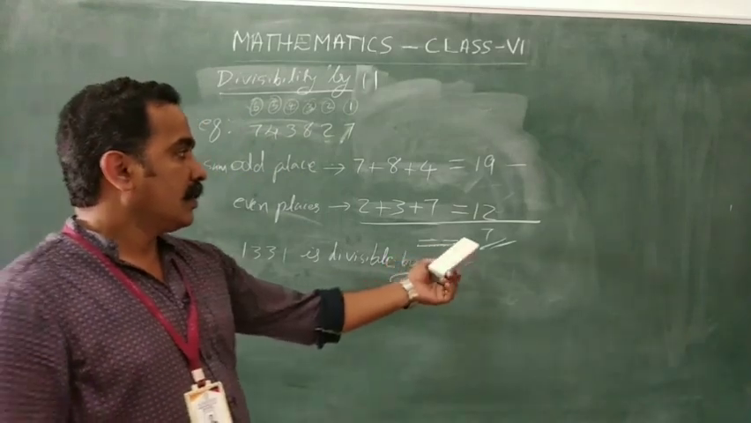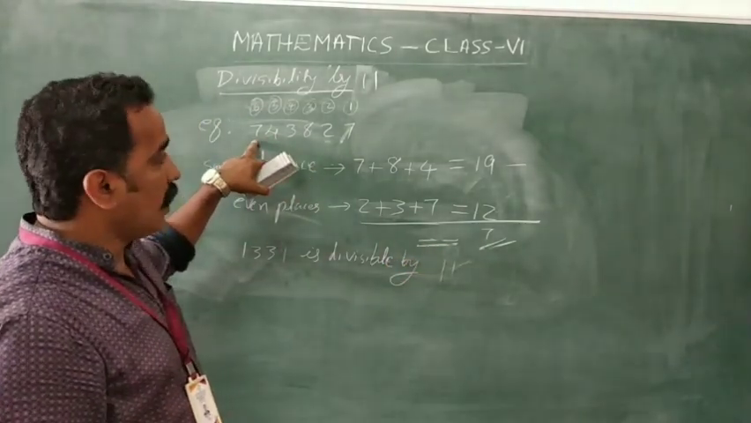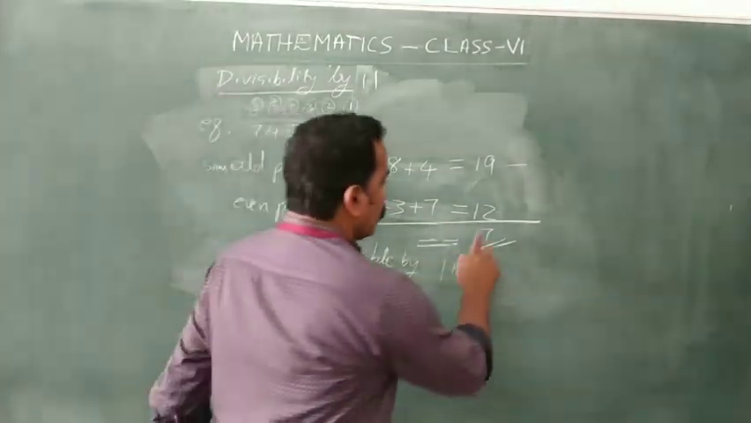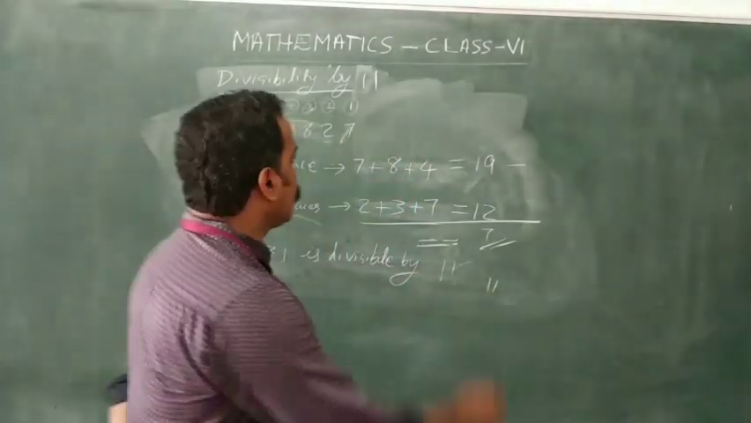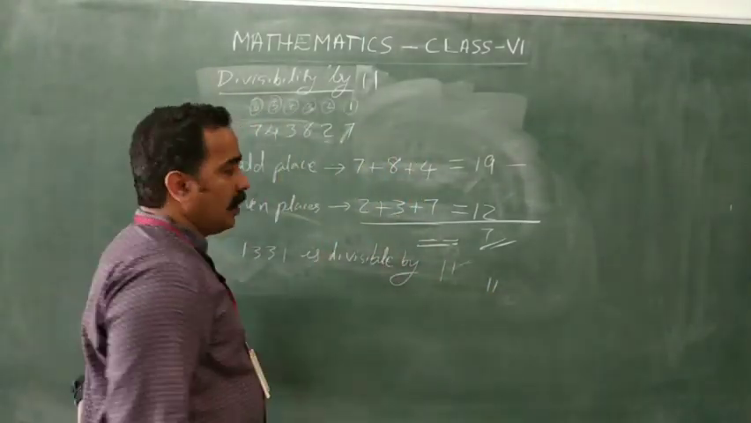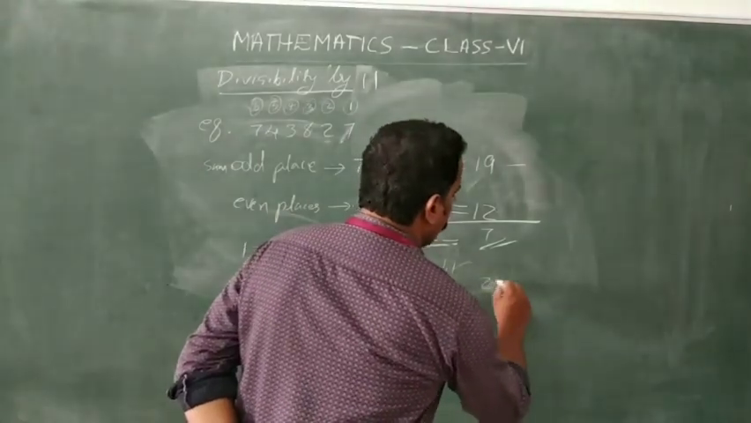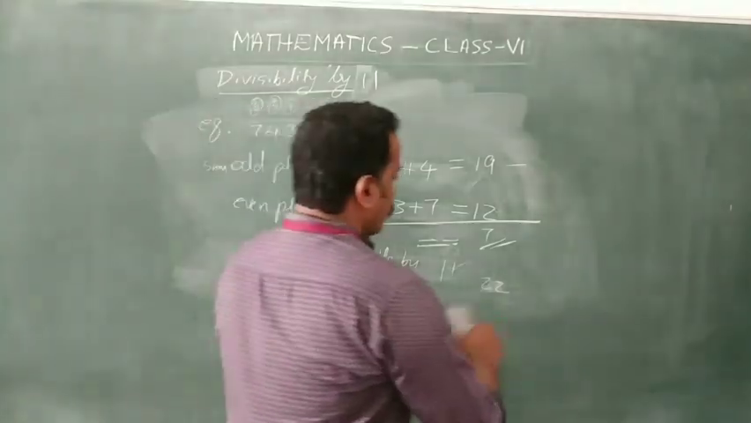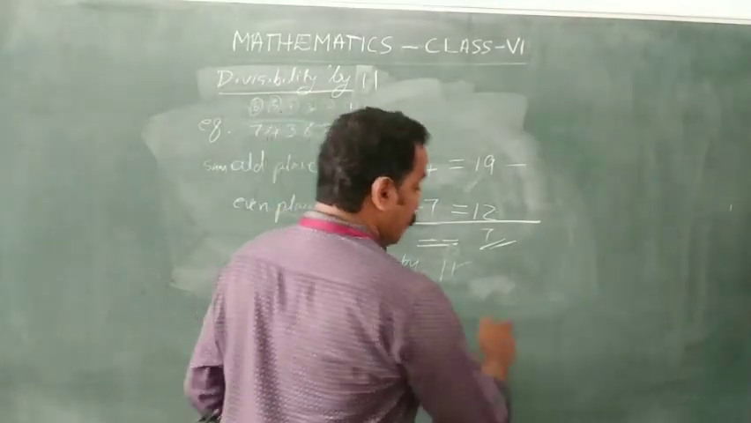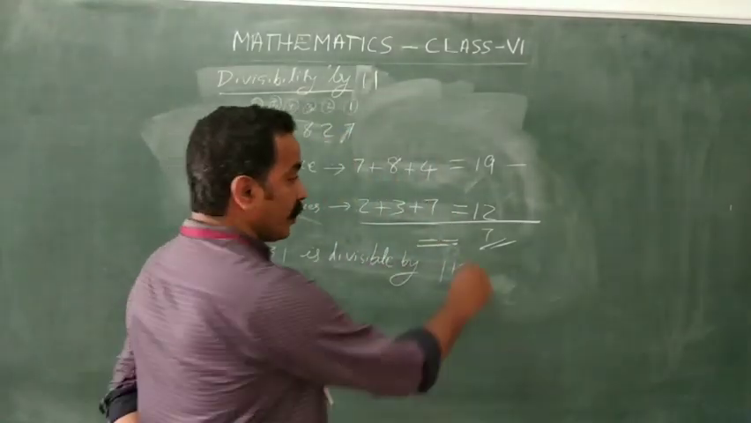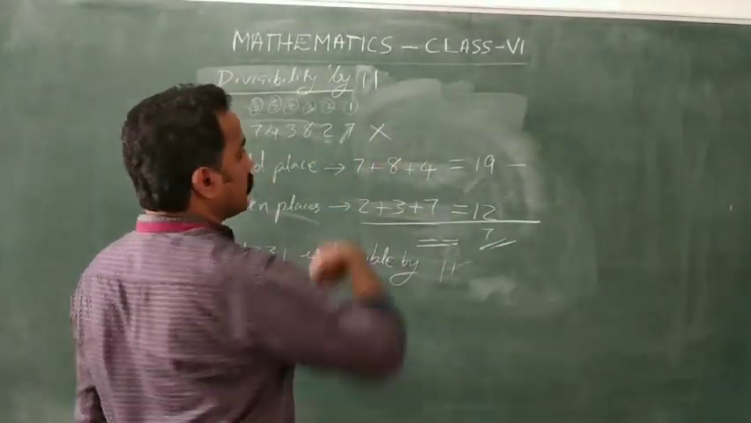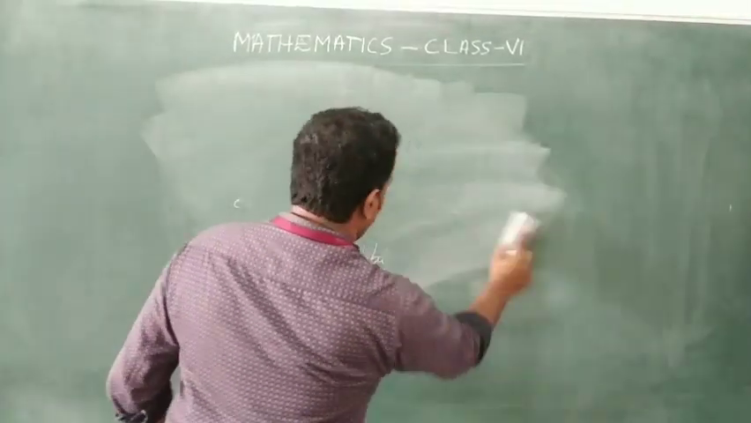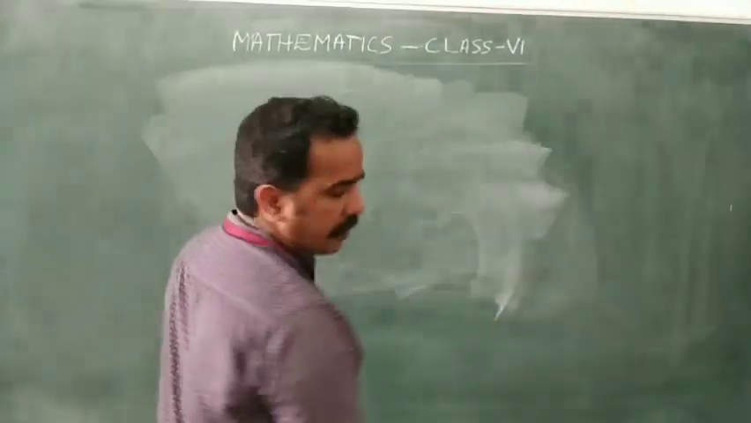You know that if it is divisible by 11, the difference must be 0, otherwise a multiple of 11. Suppose we get the difference 11, then the number is divisible by 11. Or if the difference is 22, then also the number is divisible by 11. Understand? If it is 0, then also it is divisible by 11. Here it is 7, so it is not divisible by 11. This is the divisibility test by 11.